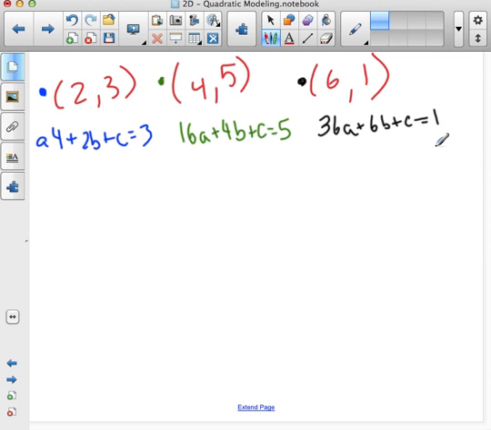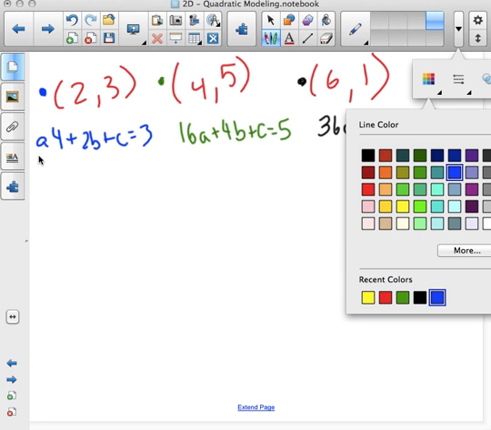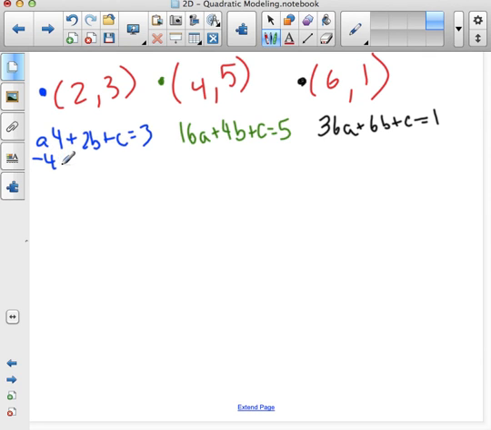All right, so what we're going to do here is we are going to take one of these equations and solve it for C. And we are going to plug that into both of the other equations. So in order to make our life a little bit easier, I think I'm going to take this first equation and solve it for C. So we are going to say if I minus 4A and I minus 2B from both sides, then we will get C alone. So this equation will say C equals 3 minus 4A minus 2B.